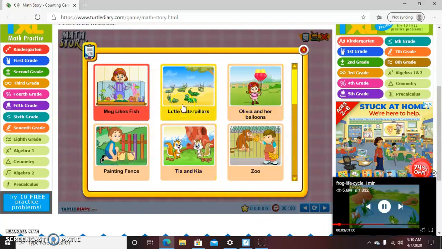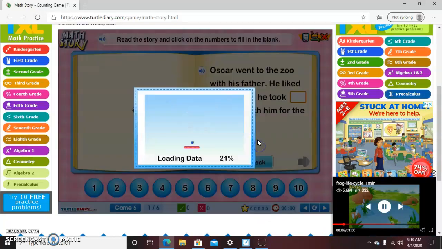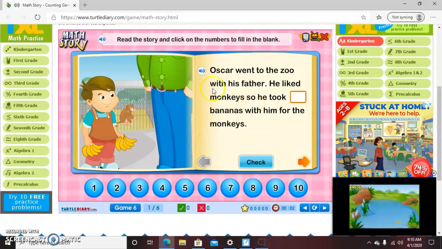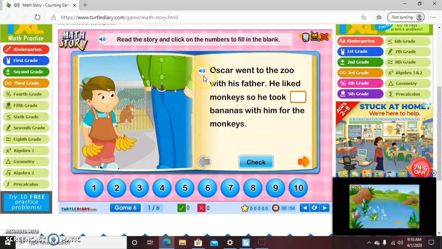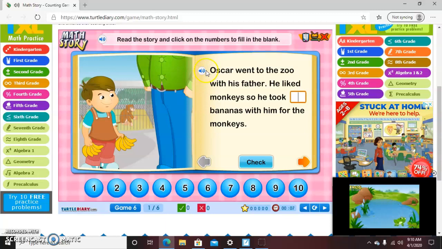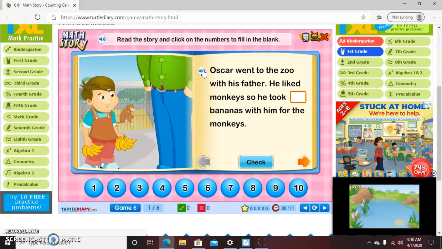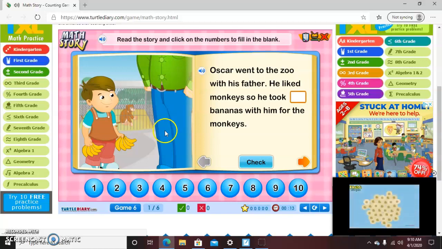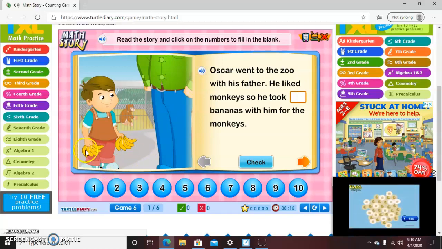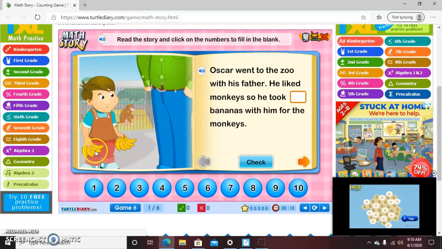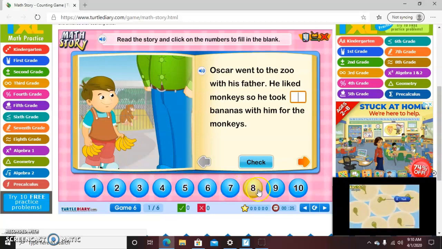Okay, so let's do the zoo. You can pick whatever story you want. And click on the numbers to fill in the blank. Oscar went to the zoo with his father. He liked monkeys, so he took bananas with him for the monkeys. And then you would count 1, 2, 3, 4, 5, 6, 7, 8, 9, 10. And you'd find the 10. You can check it. Wonderful! Then you can go on.